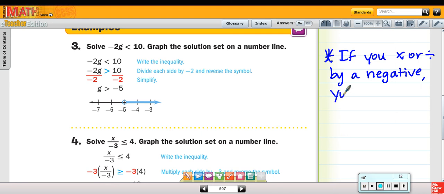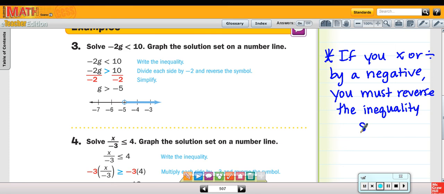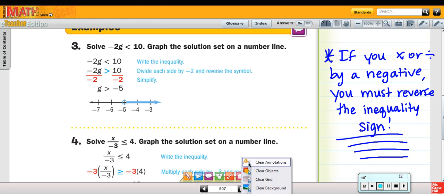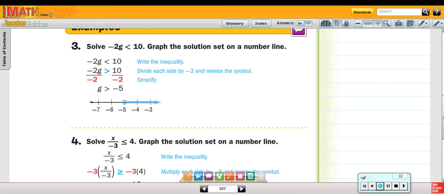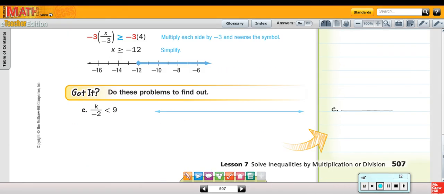So if you multiply or divide by a negative, you must flip or reverse the inequality sign. Okay, this is a really, really important rule. It only applies to multiplication and division. So as you're working, if you see a negative that you're dividing by or multiplying by, you need to flip your sign.